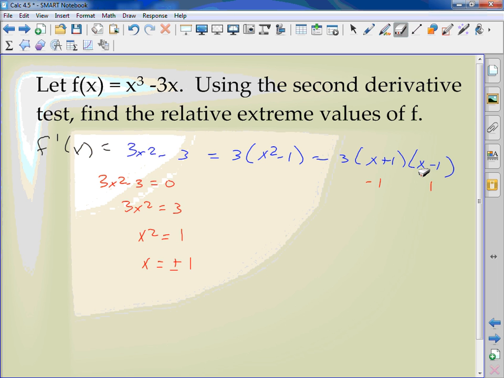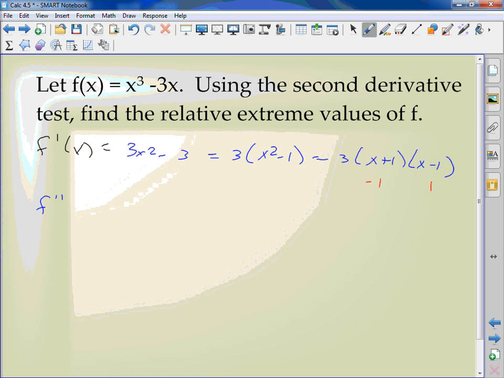This works sometimes a lot faster. The 3 out front means nothing here. It is just a coefficient, because it would just mean 3 equals 0, which is not true. There's no x value. If there was 3x, then I do use the 3x.